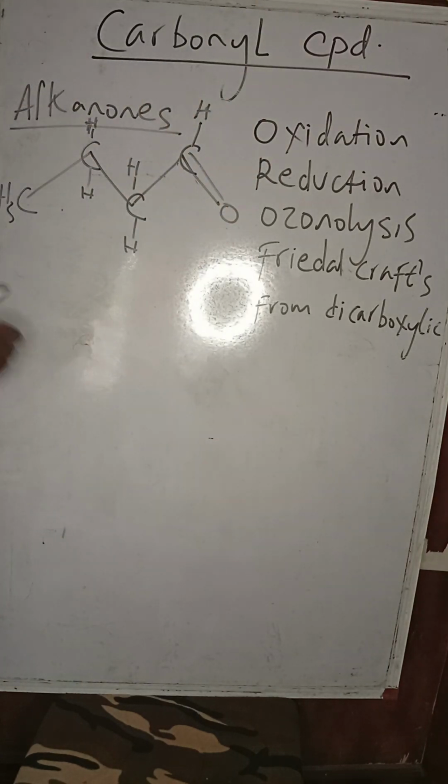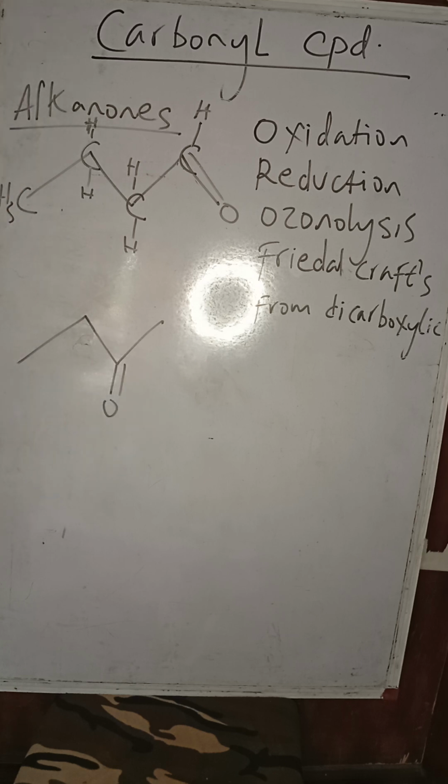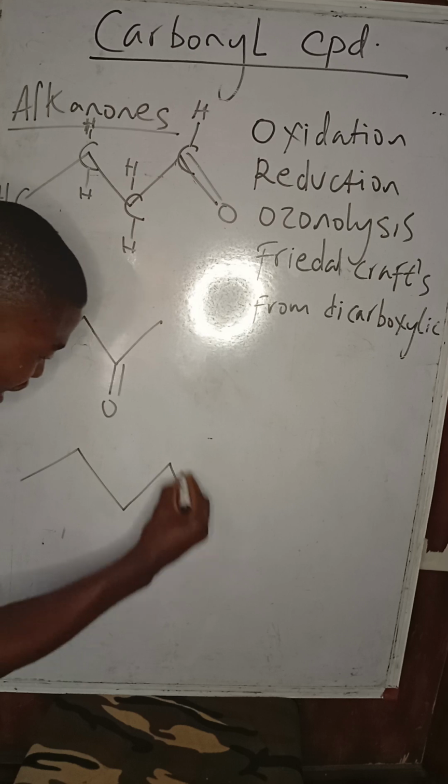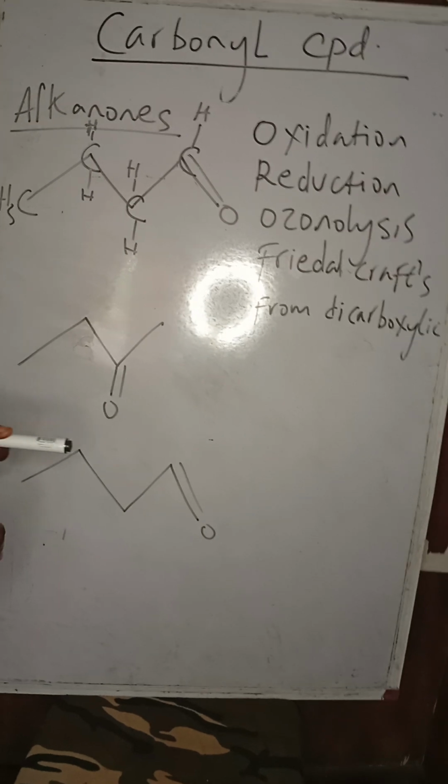But if perchance the double bond O is in the middle of the compound, let's say something like this, such a compound is an alkanone. So this is an alkanone, while this is an alkanal of the same carbon length. 1, 2, 3, 4. Of the same carbon length. That's that for the nomenclature of carbonyl compounds.